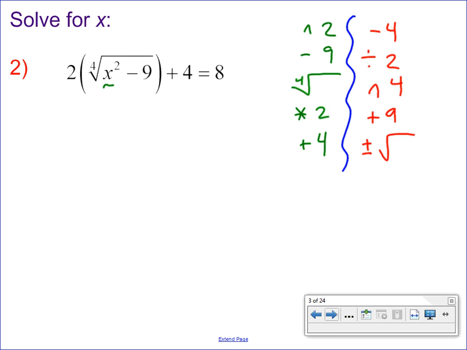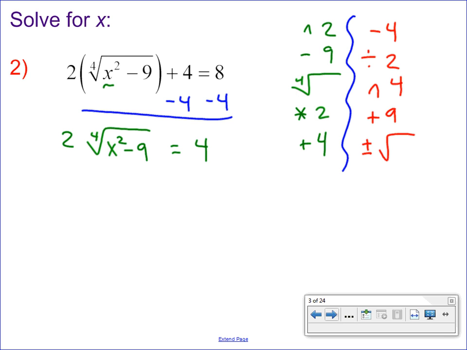Here we go. First solving step in red is subtract 4 from both sides. Thank you for showing that. There we go. That would get 2, 4th root of x squared minus 9 equals 4. Next solving step, divide both sides by 2. Divide both sides by 2 gets my 4th root alone.